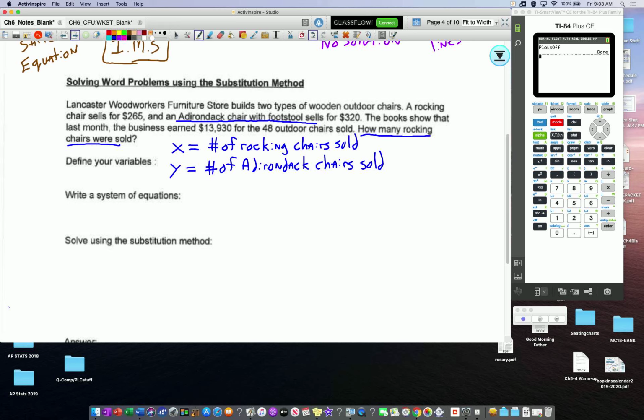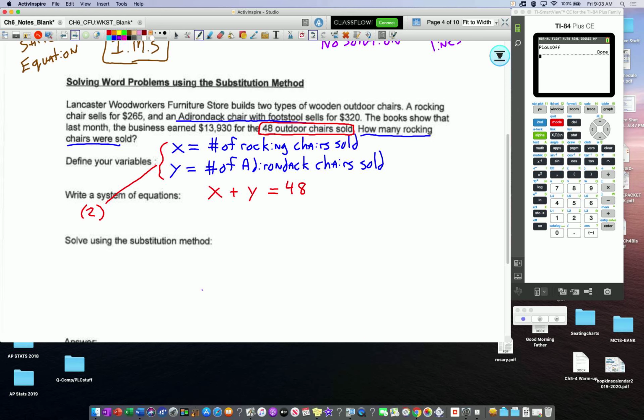All right, so now, question number 2 says write a system of equations. So from this information, I have to write 2 equations. And the reason why I say 2 is because I have 2 variables. Since I have 2 variables, 2 equations. So, 1 dealt with how many chairs we sold. We sold 48 chairs. So what I know is the number of rocking chairs sold, which is X, plus the number of Adirondack chairs sold, which is Y. Those 2 numbers together have to add up to 48.